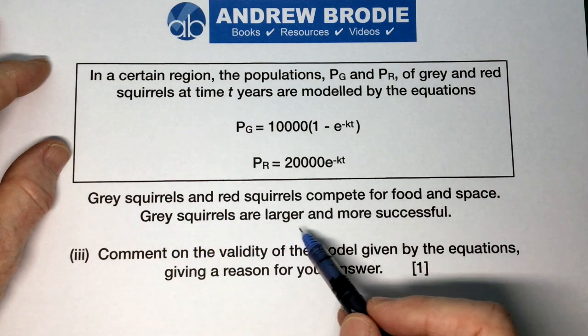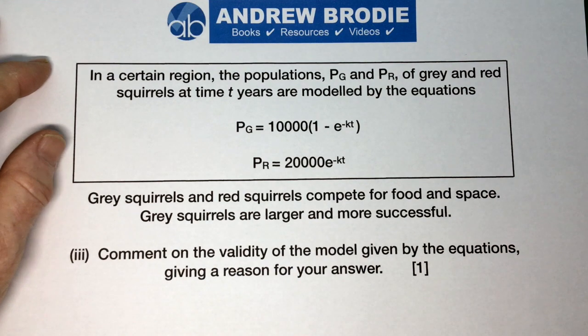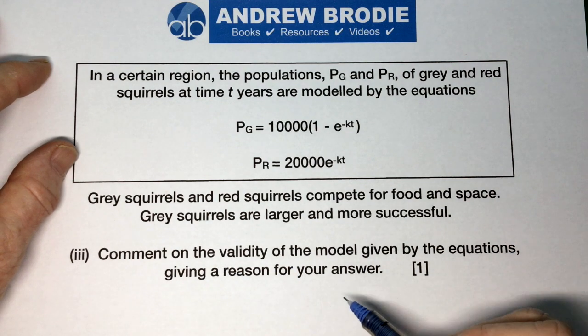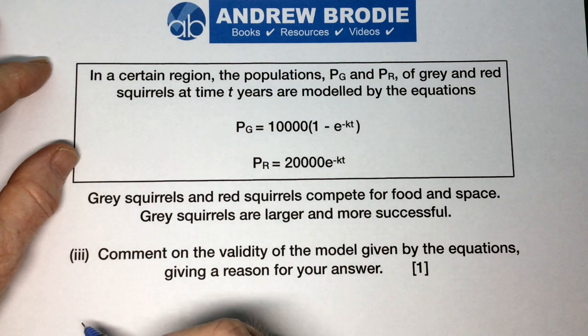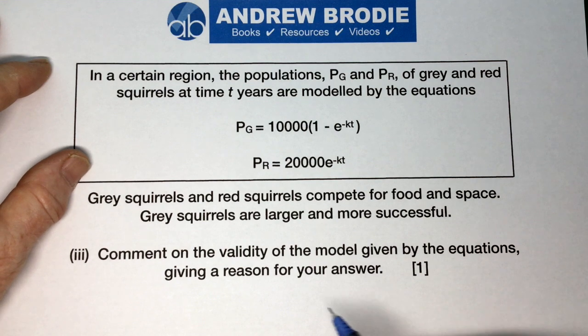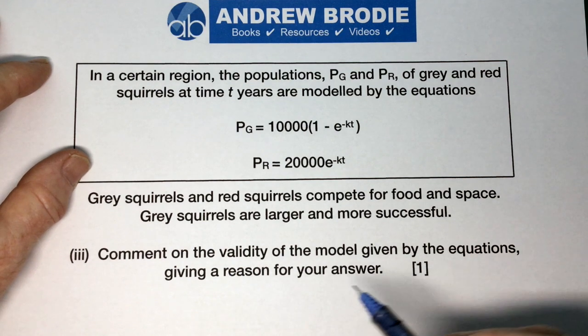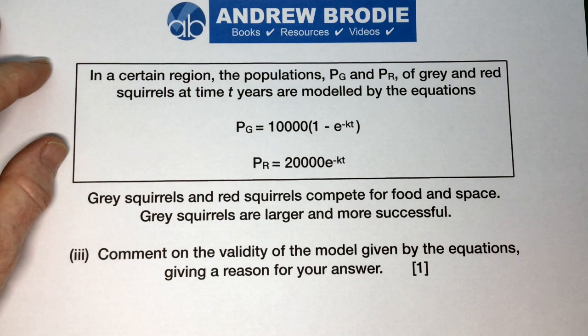Grey squirrels are larger and more successful. Comment on the validity of the model given by the equations, giving a reason for your answer. So all we simply need to do, it's a 1 marker, is write a sentence along the lines: the grey squirrel population increases as expected because they are larger and more successful, and the red squirrel population decreases as expected.